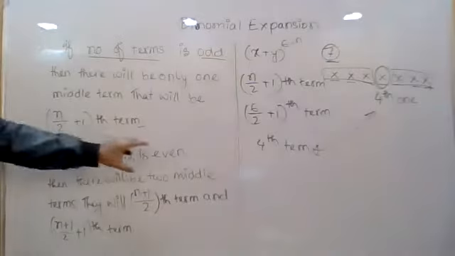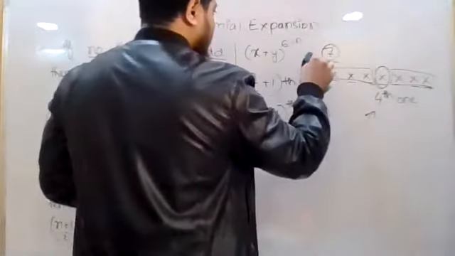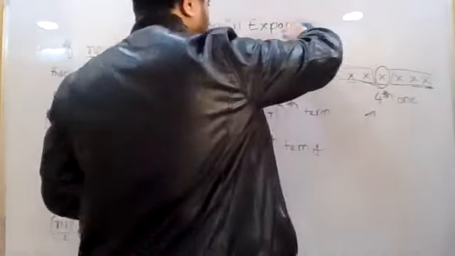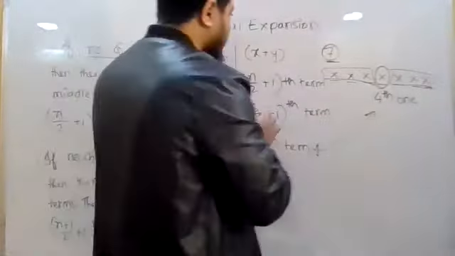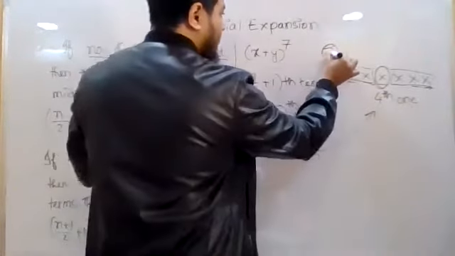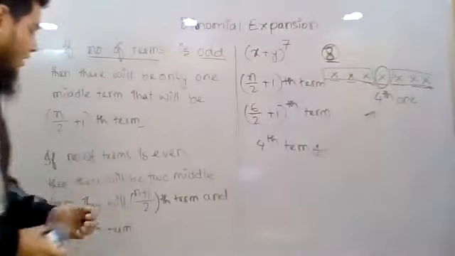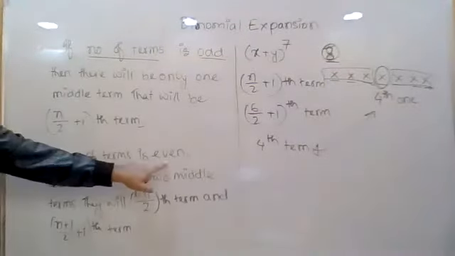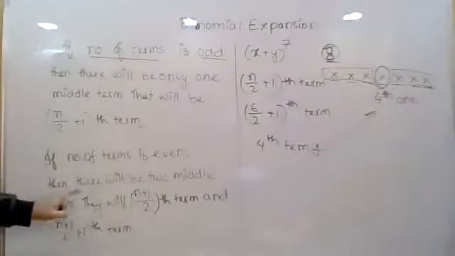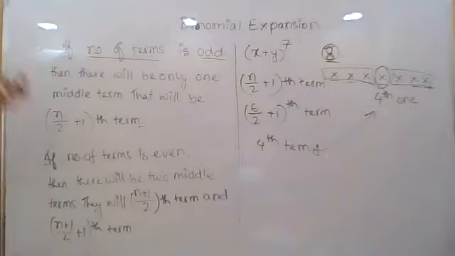If the number of terms is even, then what will we do? Let's not erase the whole of it. Let us say now the power is 7. Then the number of terms will be 8, and here the number of terms is even. Now there will be two middle terms. What are they?